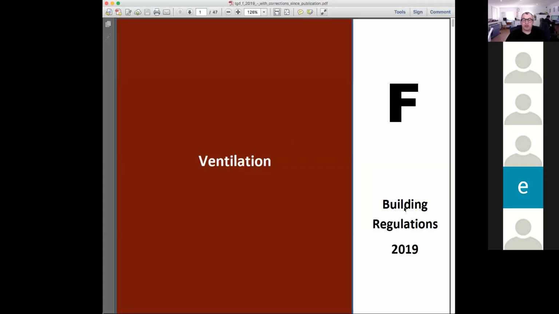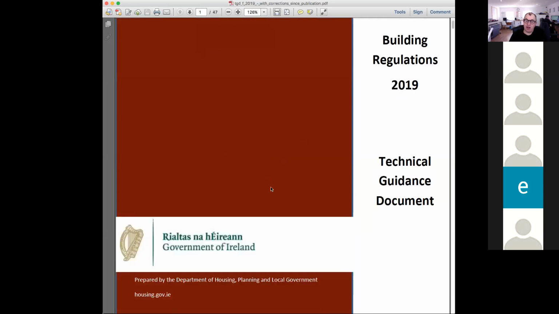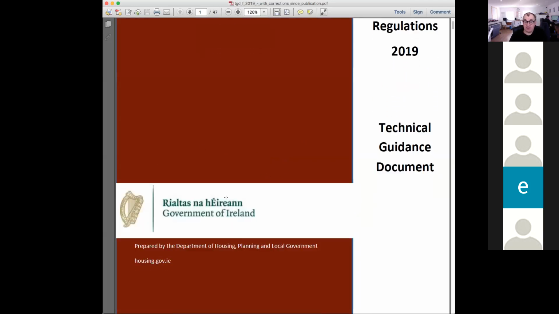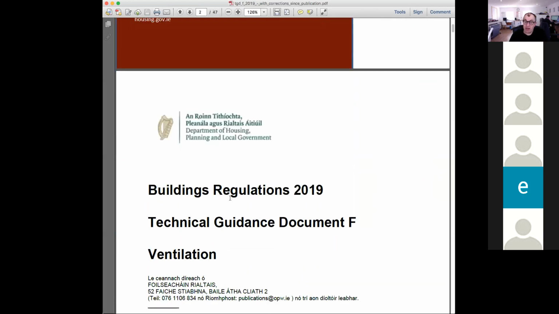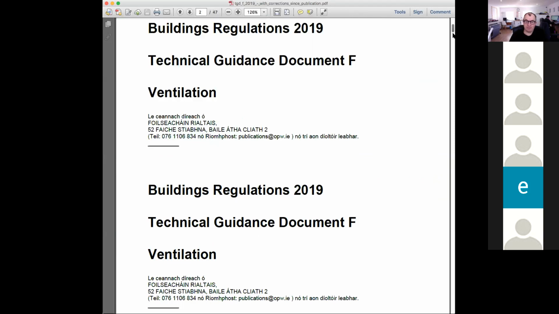Share screen, that one. So you should now be seeing on your screen the actual technical guidance document for Part F of the building regulations. This is the Irish document. There is a similar UK document. I think it's also called Part F. The Part F in Ireland is much more stringent than the one in the UK.